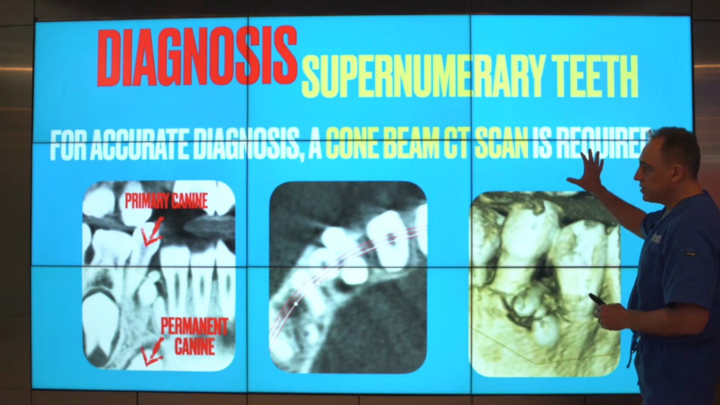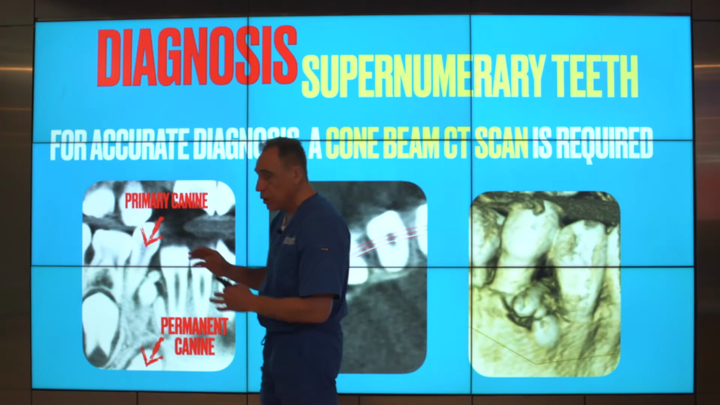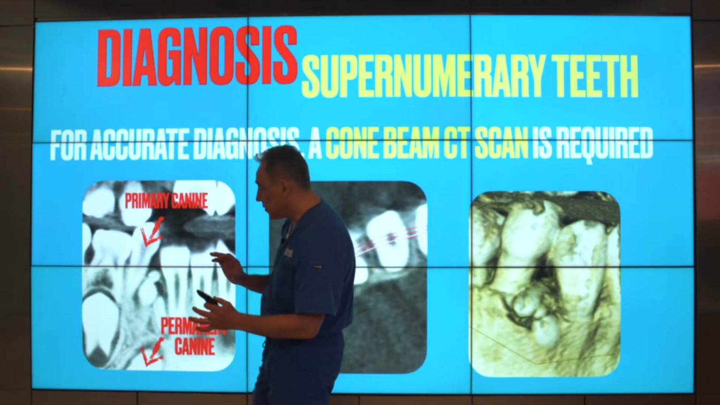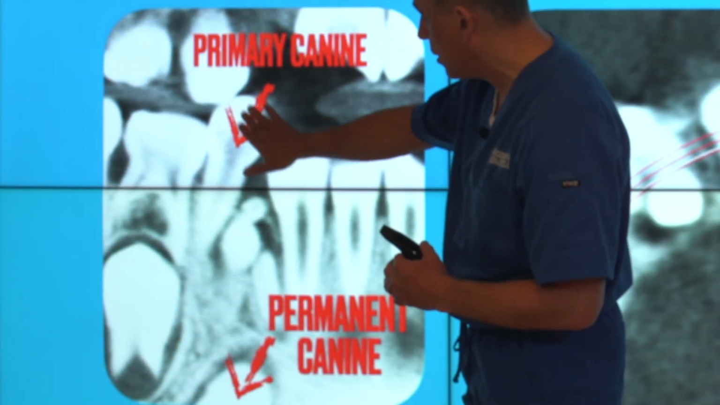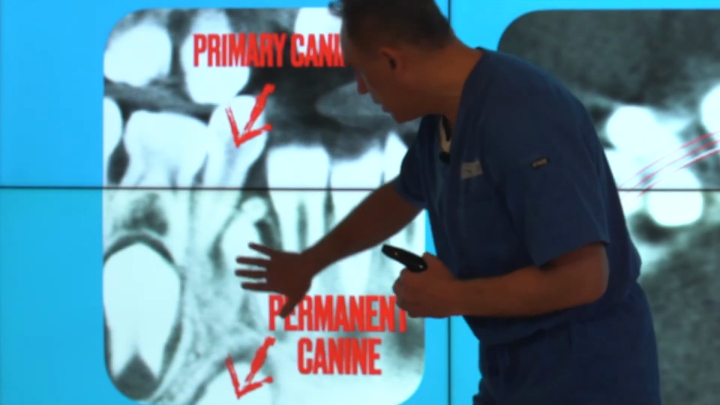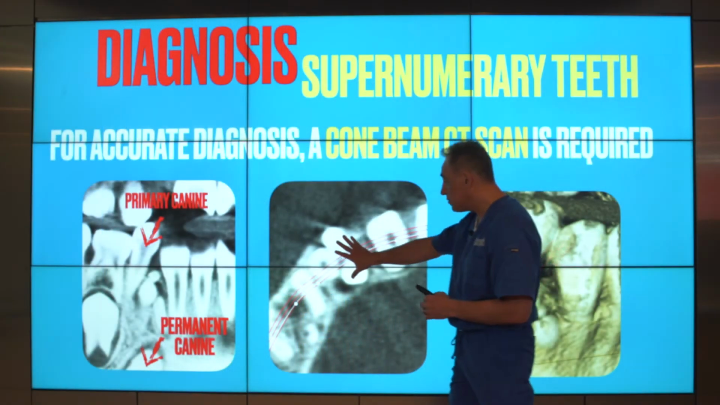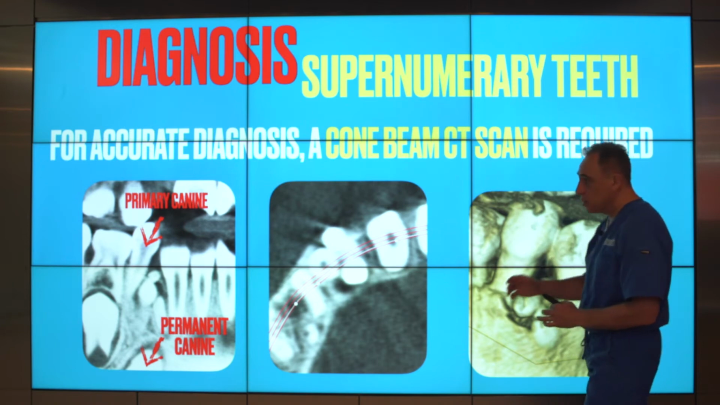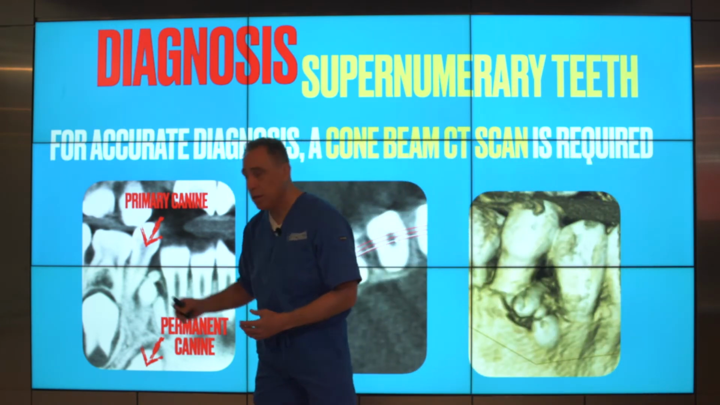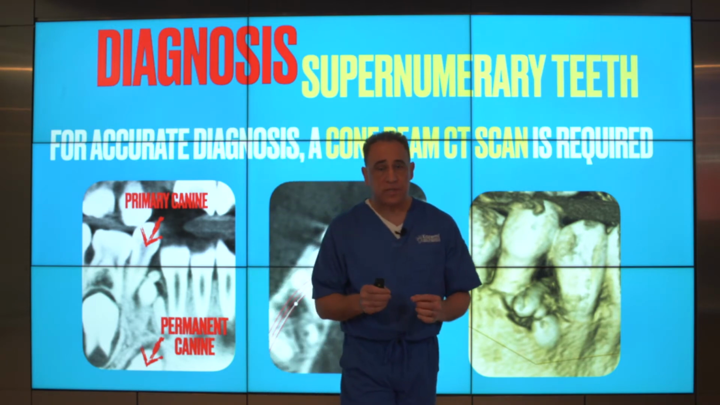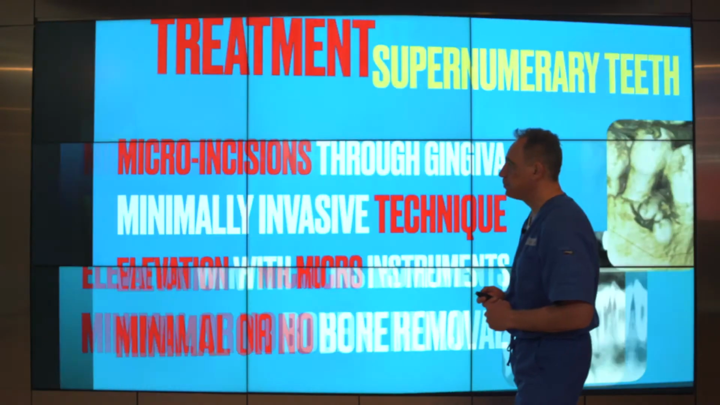So here's a cone beam CT scan, and here's an example of a patient, and we can really accurately localize the different teeth in formation. Here we can see the primary canine, we can see the permanent canine, and we can see the collection and number of the supernumerary teeth in different views and different planes, so that when we form a surgical plan to remove the supernumerary teeth, we know absolutely with accuracy what to remove and what to leave behind.